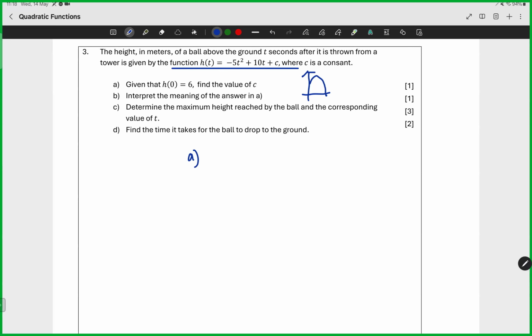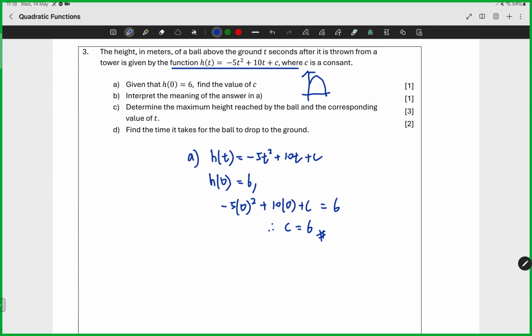Okay, since h(t) = -5t² + 10t + c and h(0) = 6, that means that -5(0)² + 10(0) + c = 6. Therefore, c = 6. Okay. A.